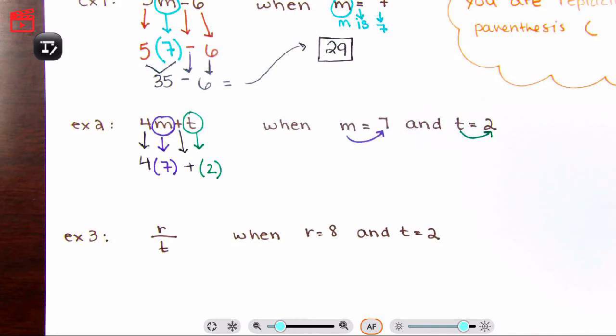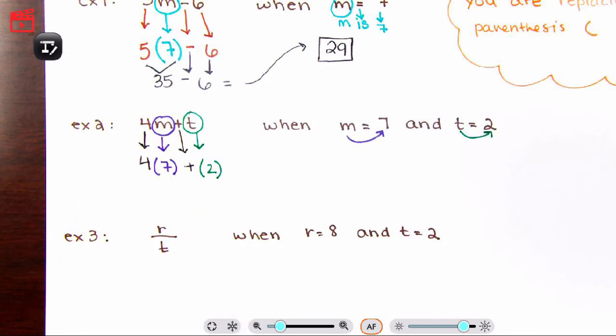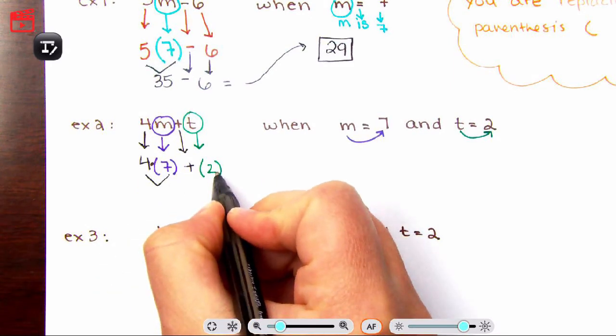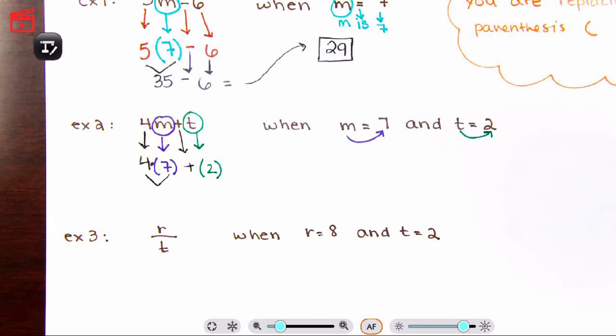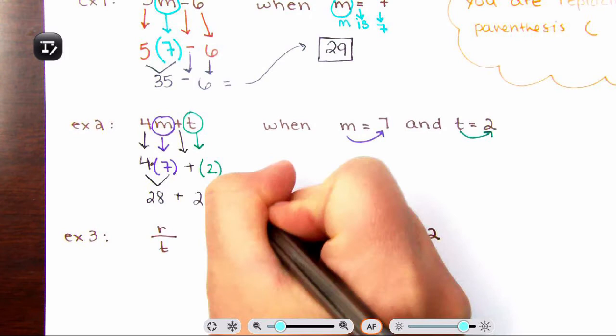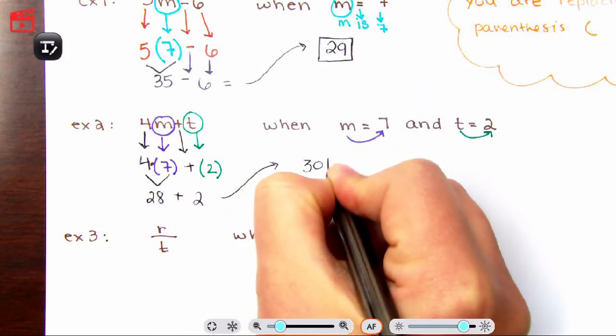So let's read this. Let's try to translate this. 4 times 7. Remember, if there's nothing between, mathematicians are what? Mathematicians are lazy. So if there's nothing between, that means there is a secret times in there. So that reads 4 times 7 plus 2. What is 4 times 7? If you watch my multiplication tricks video, then you can quickly compute what 4 times 7 is. 4 times 7 is, in fact, 28 plus 2, 28, 29, 30. So my answer for this one is 30.